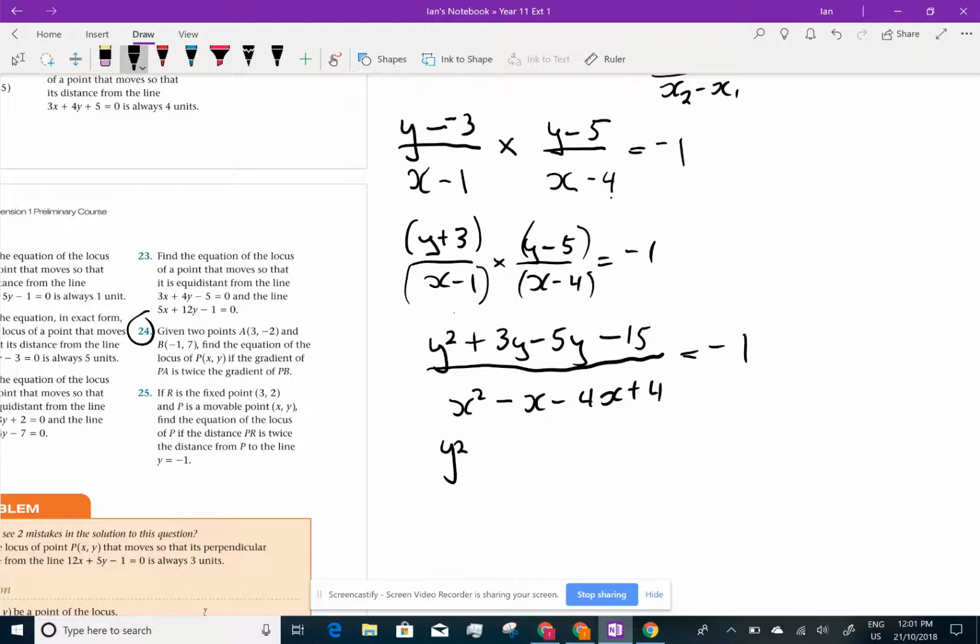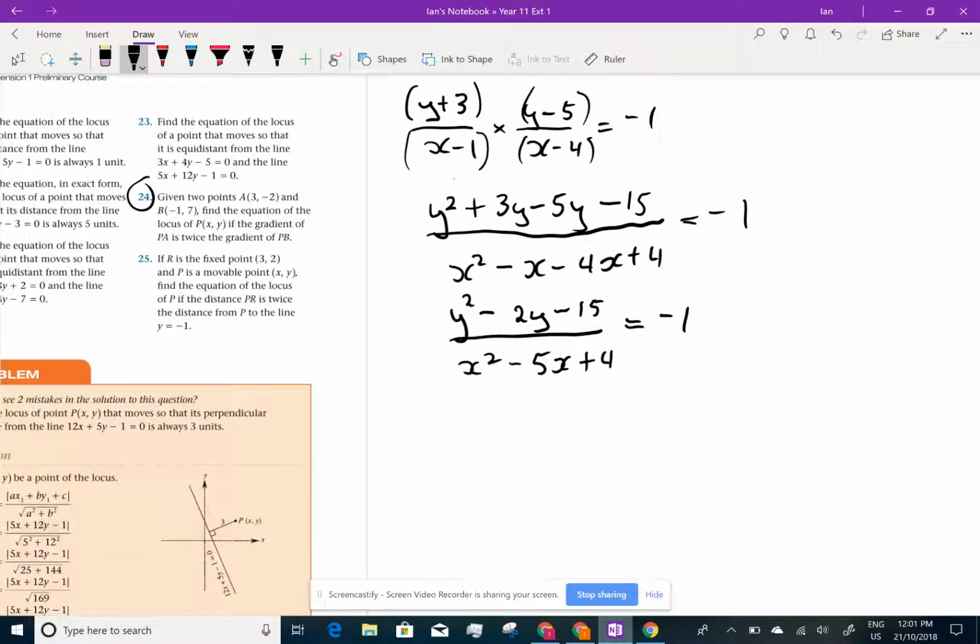So that's y squared minus 2y minus 15 equals x squared minus 5x plus 4, and that equals -1. I'm going to multiply the denominator across, so I'm going to get y squared minus 2y minus 15 equals minus x squared plus 5x minus 4.